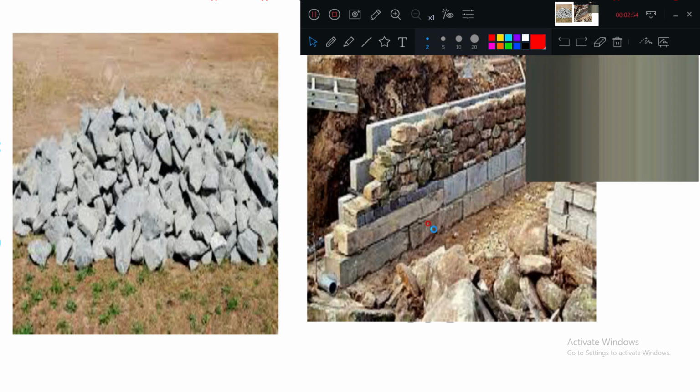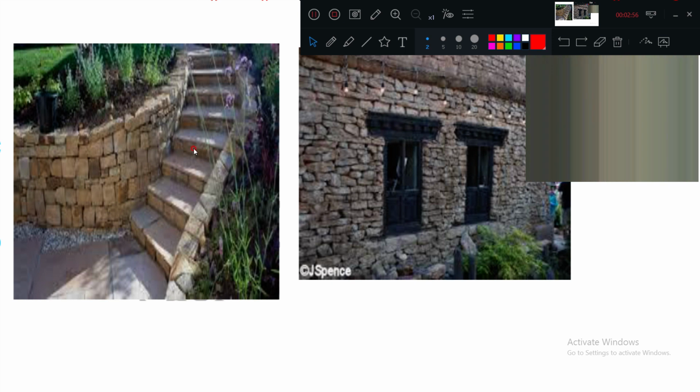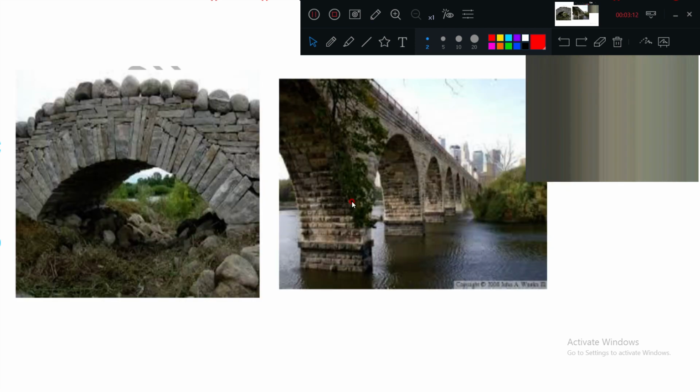Now this is one staircase, or you can say pavement or something related to that. Here the stones are used in the construction of this, as well as for the construction of the house. Now this is one arch type of bridge. This is a normal bridge. For this construction also we have used stones. So we use stones in almost all construction or civil works.